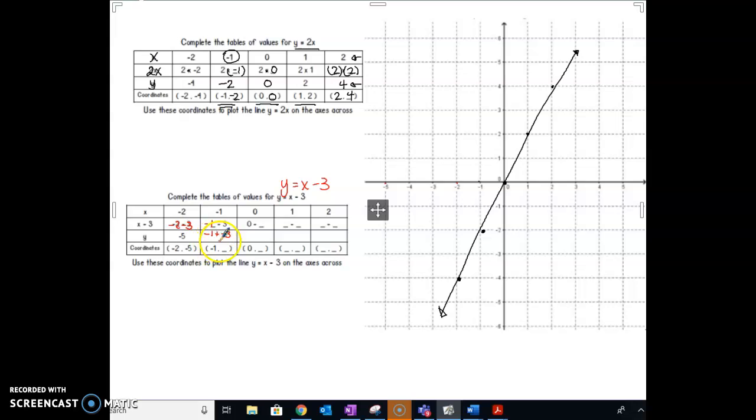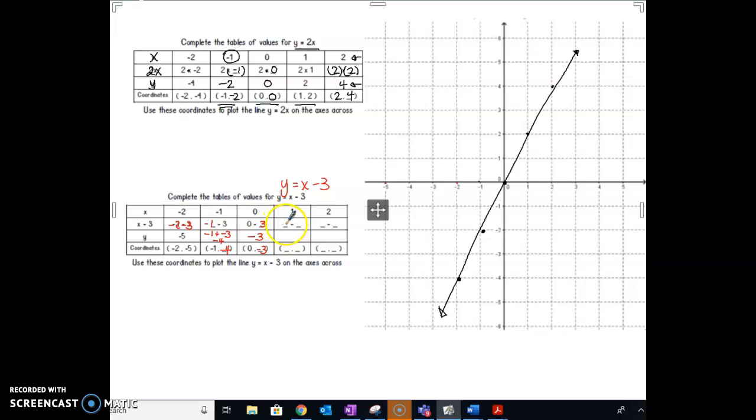The signs are the same, so we keep the sign and add them. So when x is negative 1, y is negative 4. 0 minus 3 means it's going to be negative 3. When x is 0, y is negative 3.